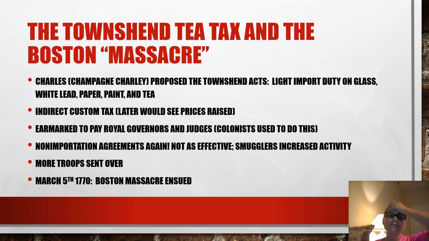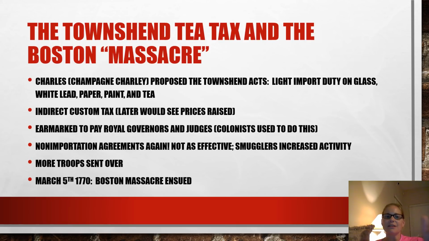All right. Charles, Champagne Charlie, who could deliver a speech drunk in Parliament like you've never seen, had the nickname Champagne Charlie, and he proposed the Townshend Act. So who was this guy? He was basically the finance minister within Parliament, and he came up with this idea that, hey, let's kind of pull a fast one on the colonists. He proposed a light import duty on items such as glass, white lead, paper, paint, and tea.